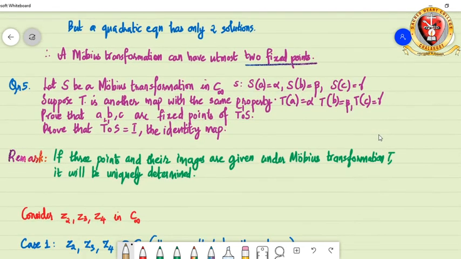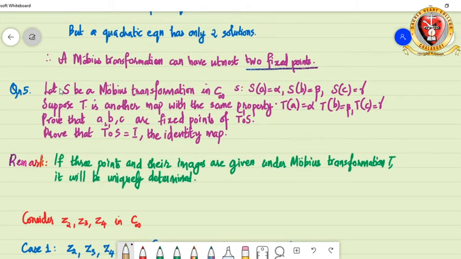And the next question is a calculative question, which you can do too. Suppose S is a Mobius transformation in C infinity such that the point A is mapped to alpha, the point B is mapped to beta, and the point C is mapped to gamma. Suppose T is another map with the same property, that means A is mapped to alpha, B is mapped to beta, and C is mapped to gamma. Okay, then you have to consider T inverse composition S. You have to consider this map and then prove that A, B and C are fixed points of this T inverse composition S, and thus conclude that T inverse composition S is nothing but the identity map. These are all questions which you can easily work out. Please do work out these questions and see that you are getting a very reflective idea about Mobius transformations.